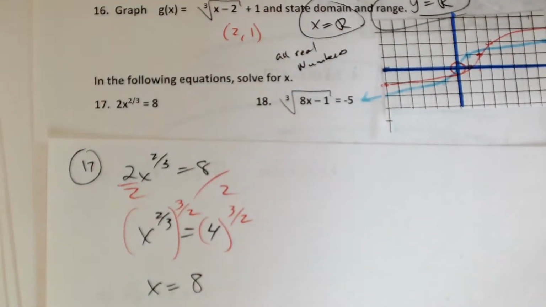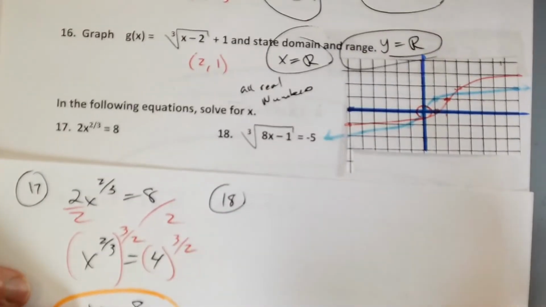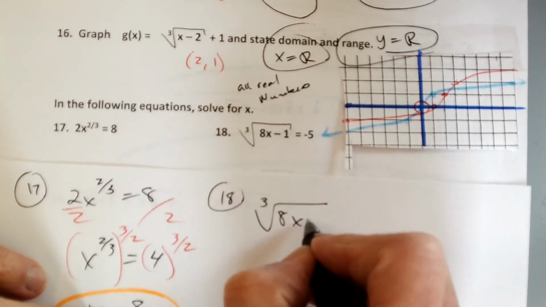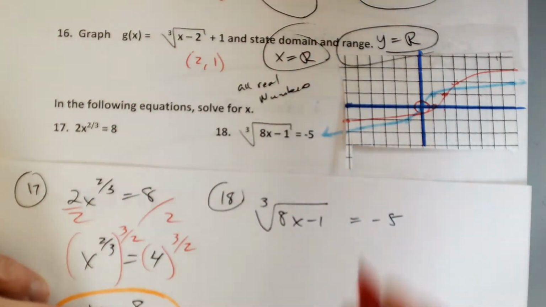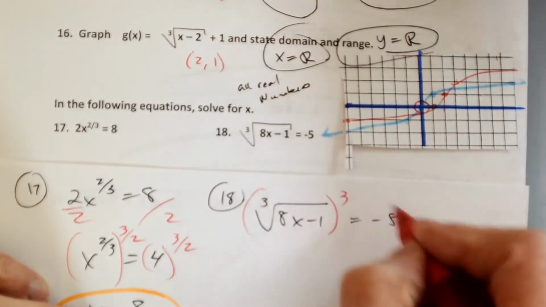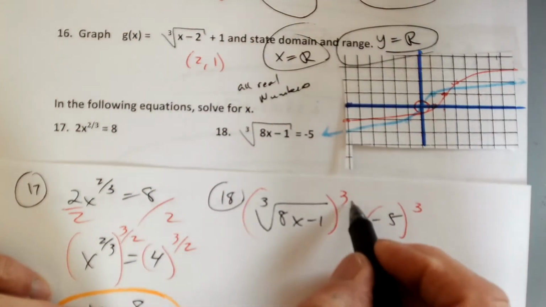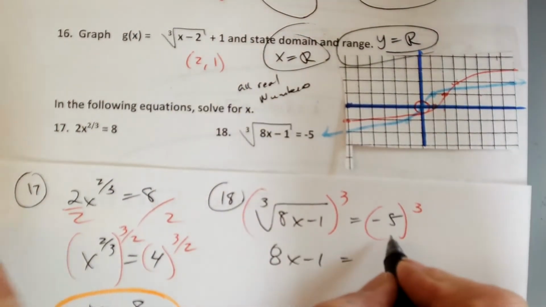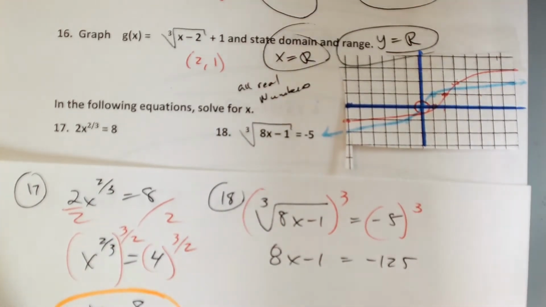All right, let's look at 18. Okay, 18, I've got the cube root of 8x minus 1 equals negative 5. So I'm going to cube it, and then the cube and the cube root cancel. 8x minus 1 equals negative 5 times negative 5 times negative 5, which is negative 125.